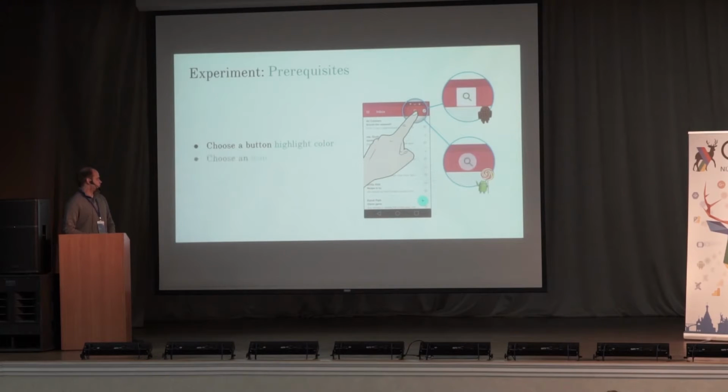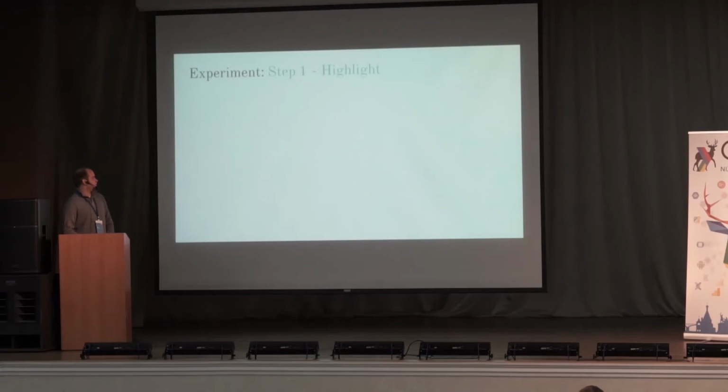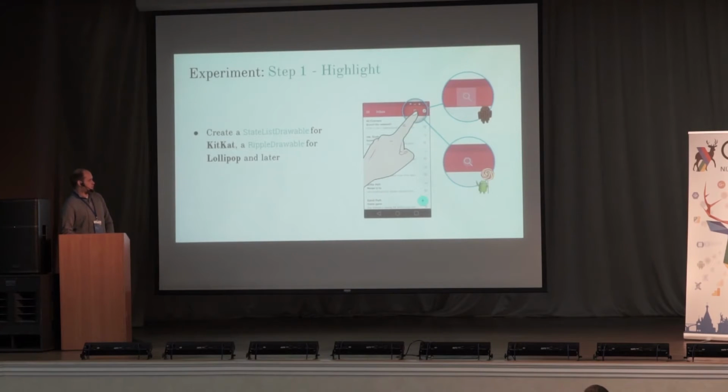So first you choose a highlight color, so that's white in our case. Then you choose an icon. This is a magnifying glass, also white. And then you choose the icon color for the idle state, which is white. And everything else is done programmatically.